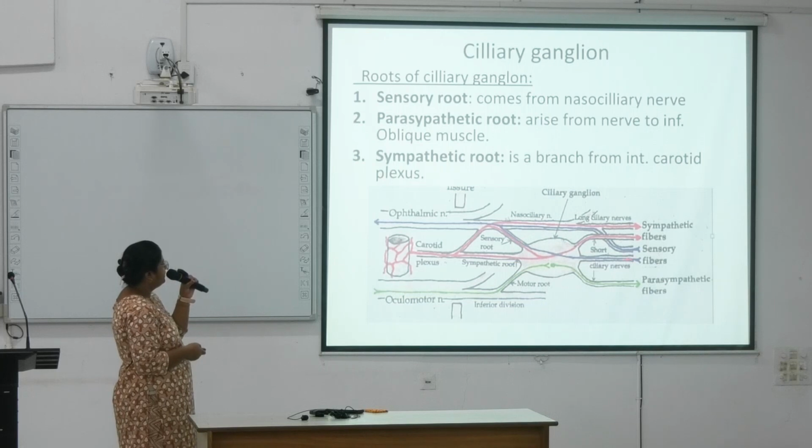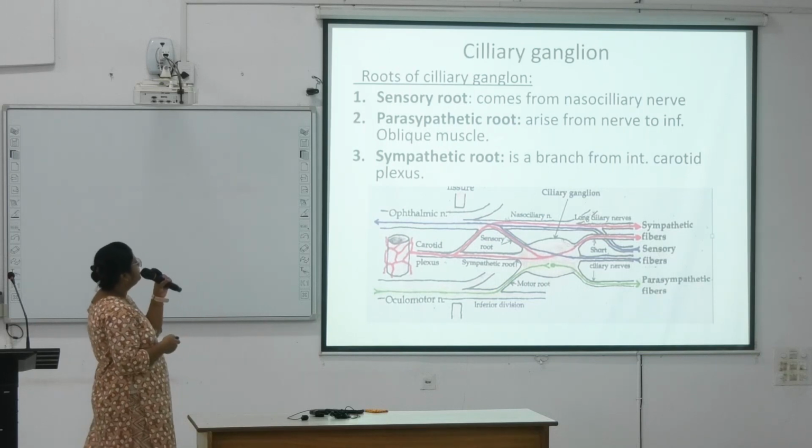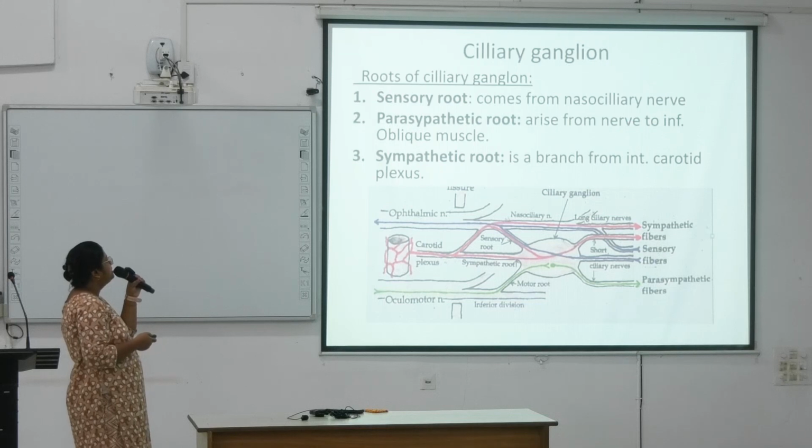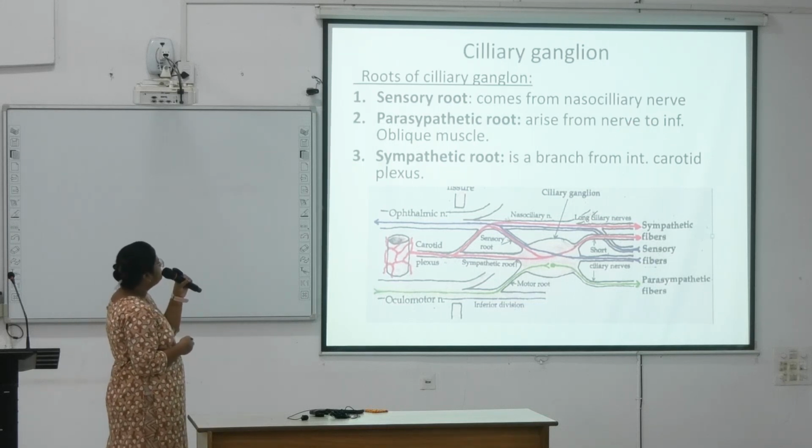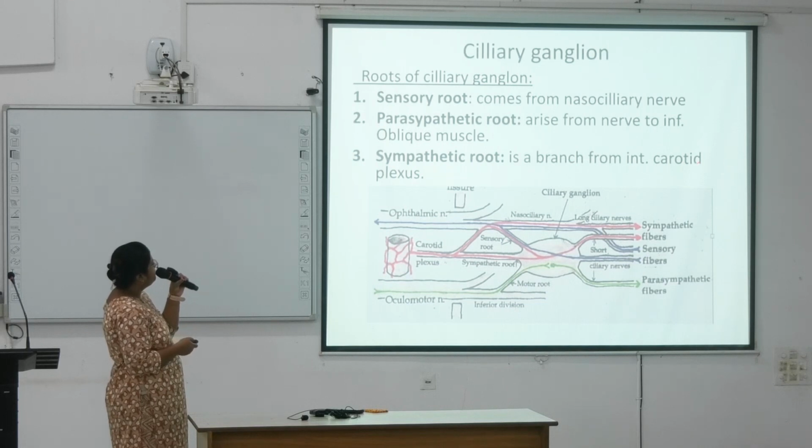Here, this is the ciliary ganglion. Here is the nasociliary nerve. So, the sensory root is coming from this nasociliary nerve. The parasympathetic root arises from the nerve to the inferior oblique muscle. Okay, and the sympathetic root is a branch from the internal carotid plexus.